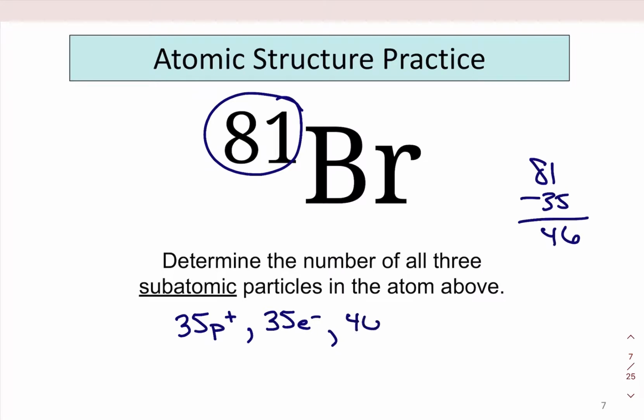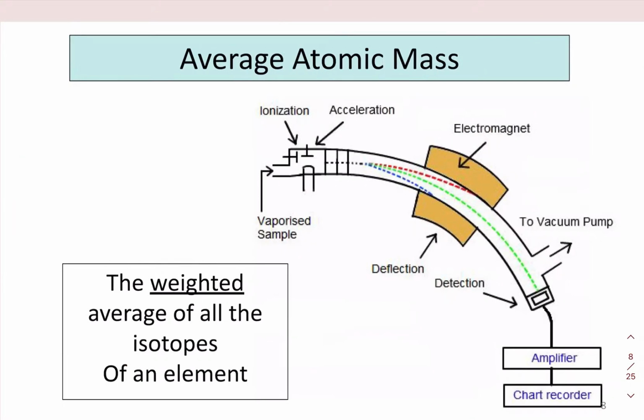So we have 46 neutrons in that atom right there. Okay? Hopefully you can get those. We'll practice a little bit of those in class and see how it goes. All right, last topic of this section right here is the average atomic mass.